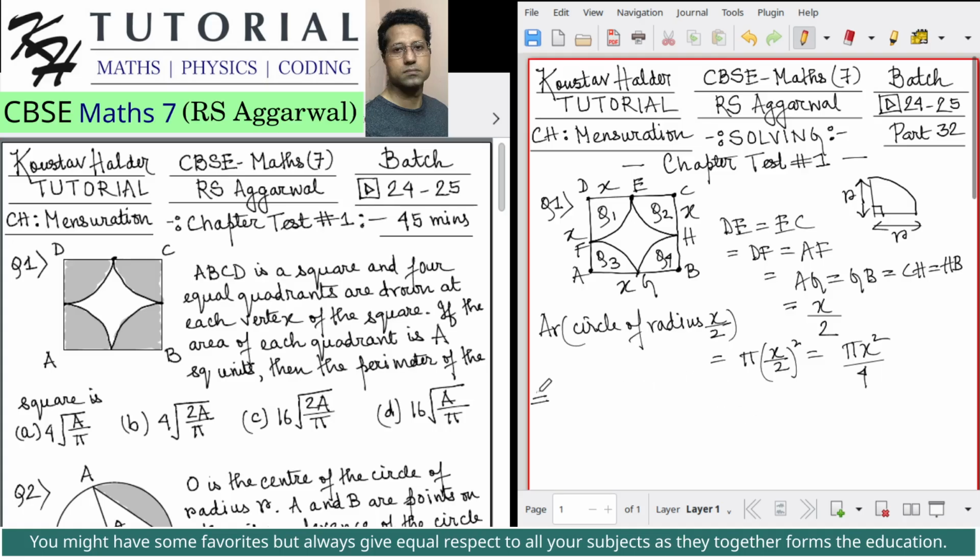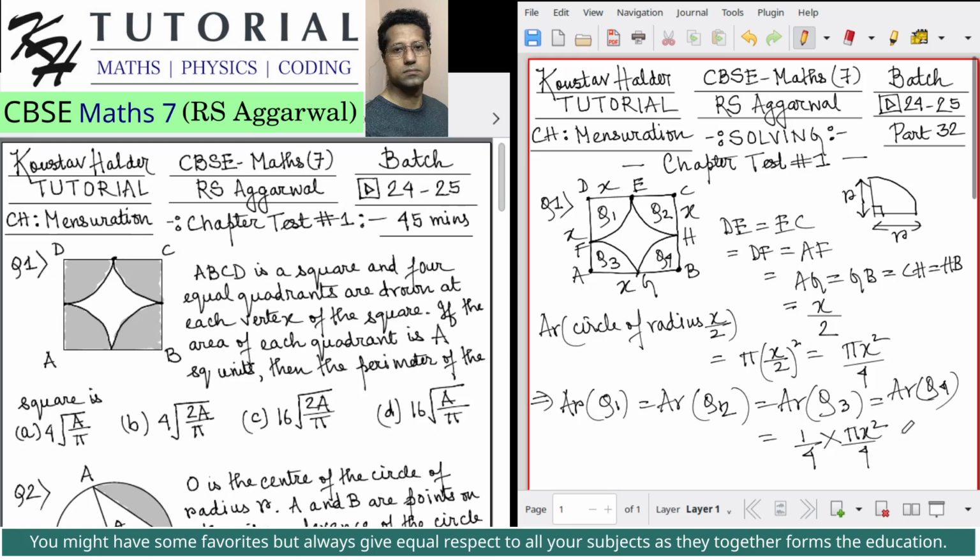So what will be the area of each of these quadrants? The area of all the quadrants is equal. Since they are equal quadrants, each will be 1/4 the area of the circle of radius x by 2. So the area of quadrant Q1 is equal to Q2, Q3, and Q4, and that will be equal to 1/4 of the area of the circle of radius x by 2, which is pi x square by 4. This is equal to pi x square by 16.